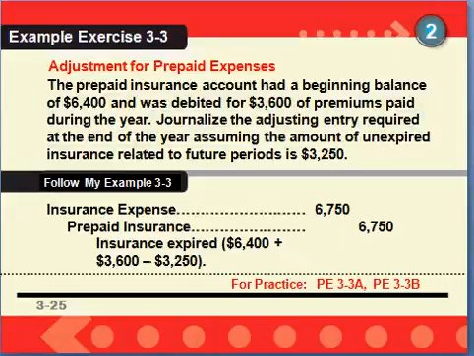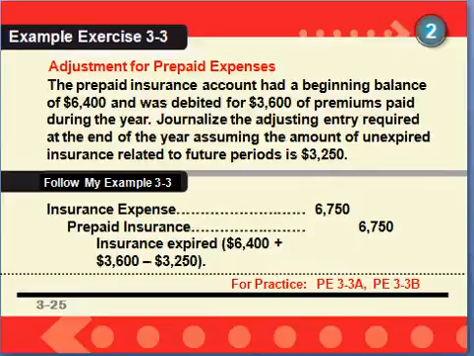This is example exercise 3-3 on page 107. It says prepaid insurance account had a beginning balance of $6,400 and was debited $3,600 for premiums paid during the year. It says journalize the adjusting entry required at the end of the year, assuming the amount of unexpired insurance related to future periods is $3,250.